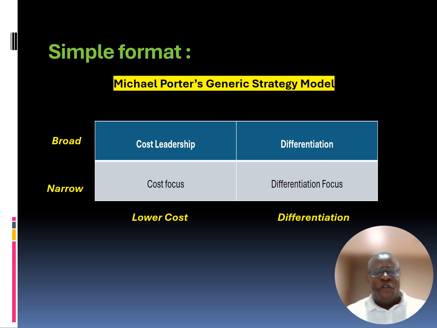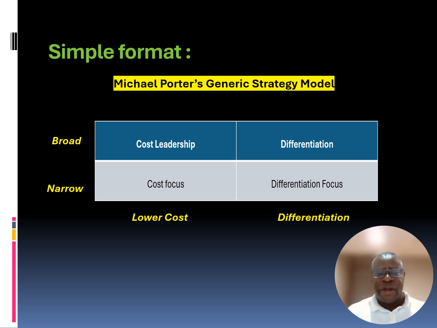Now, the simple format of this will be in the form of a quadrant, like four sections of a rectangle. The first one is cost leadership. The second one is cost focus, and we have the differentiation focus and the differentiation. So this is how it is.